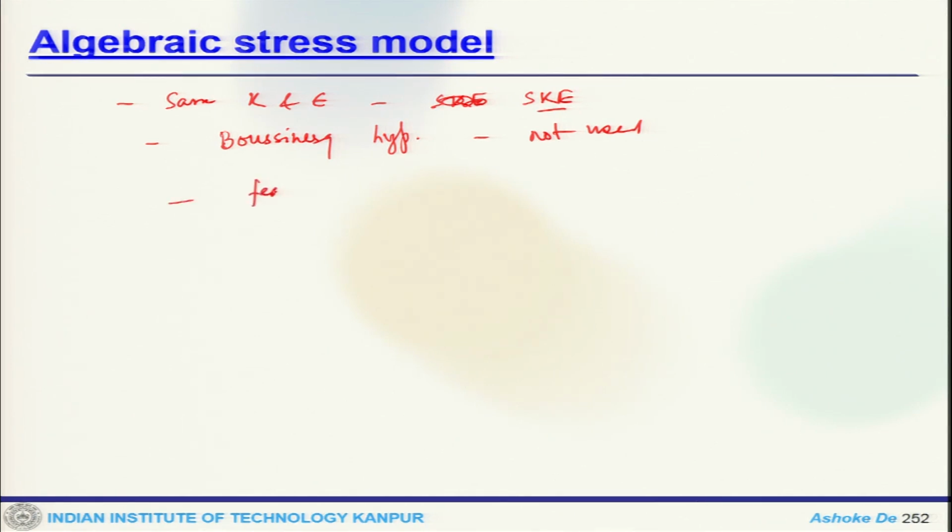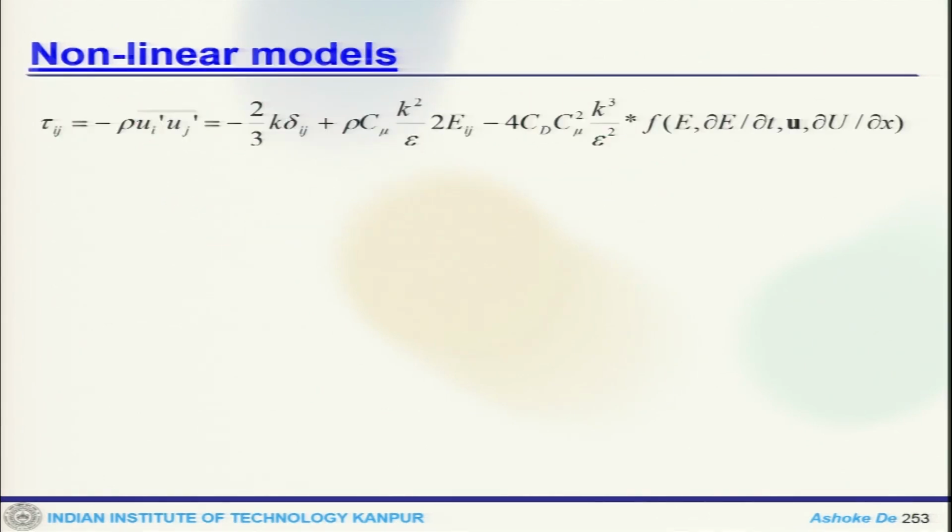So, it has fewer PDEs compared to RSM, and it is also quite easier to implement compared to RSM. These algebraic equations are not very stable, however, computer time is significantly more than the standard K epsilon or K omega model. So, this was used in the old days, but once the RSM model became available, it is not very often used.